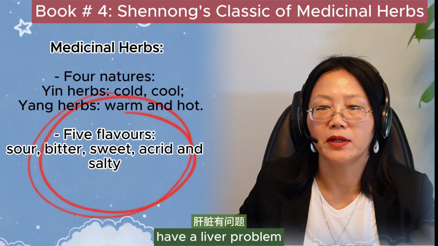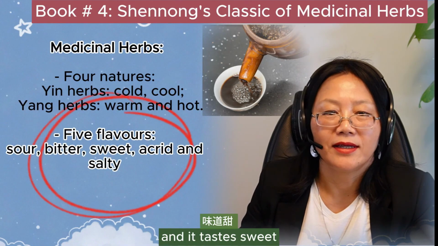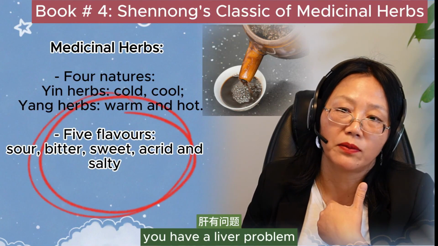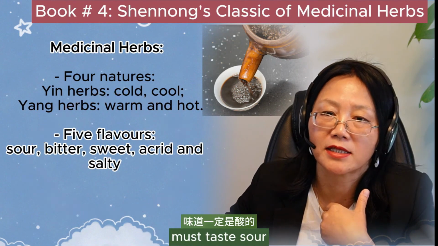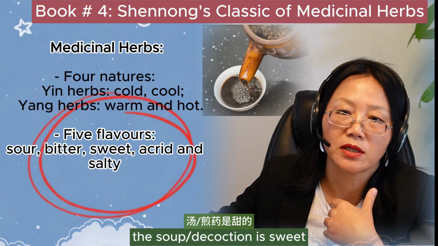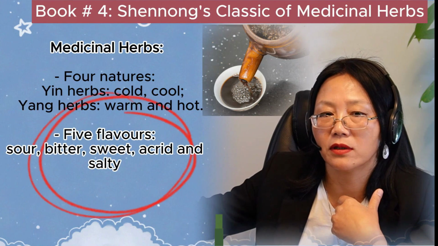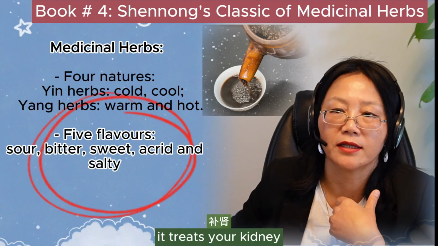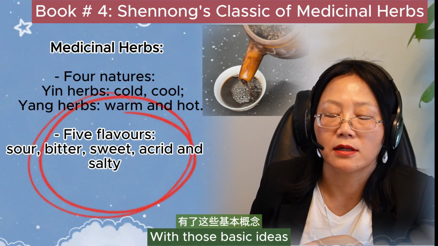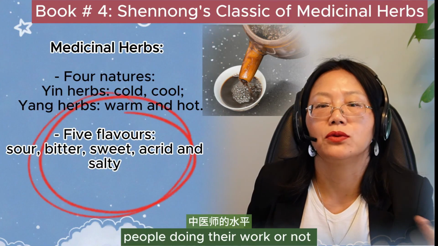If you have a liver problem, you go to see a TCM practitioner. After the soup is ready and it tastes sweet, you know they are not doing their work, because if you have a liver problem, the medicine must taste sour. It will treat your liver. If the soup is sweet, it treats your spleen. If it's bitter, it treats your heart. If the soup is salty, it treats your kidney. And if it's pungent, it treats your lung. With those basic ideas, we understand what's going on. We know exactly whether or not the practitioner is doing their work.